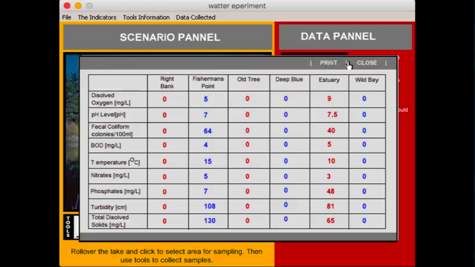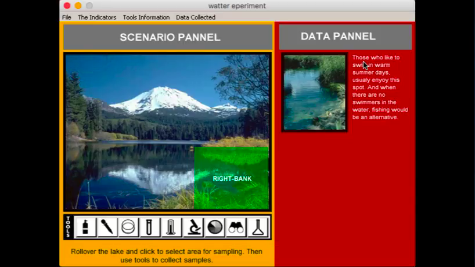Okay, we can also print these results for later use. That's a data display resource.